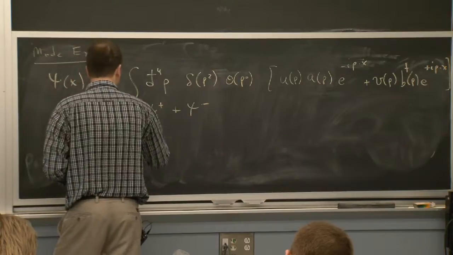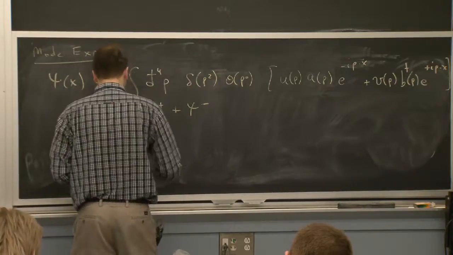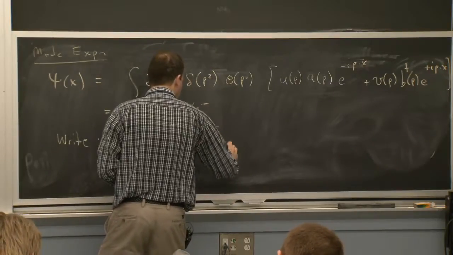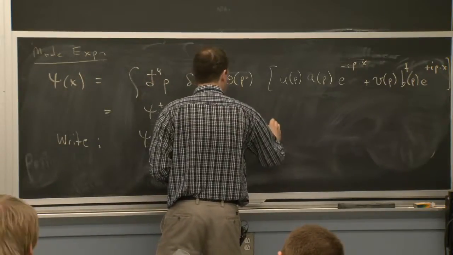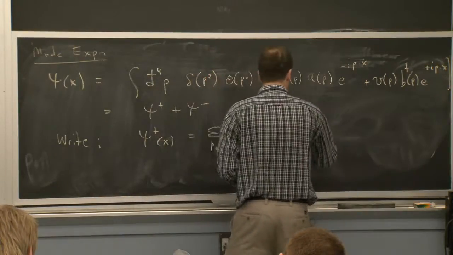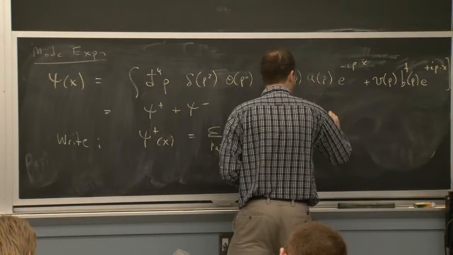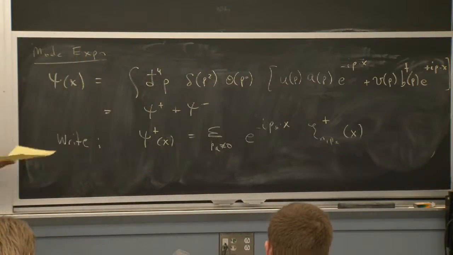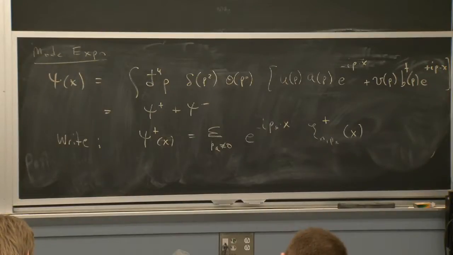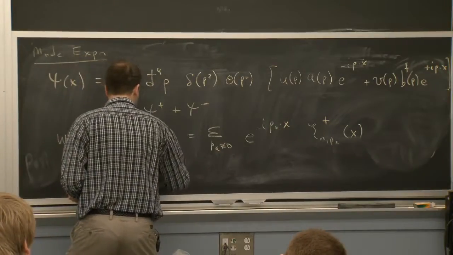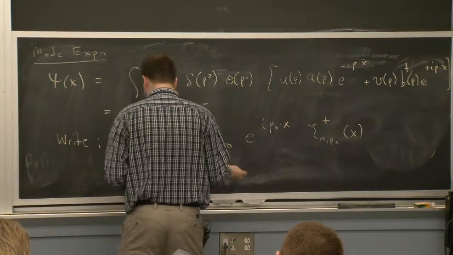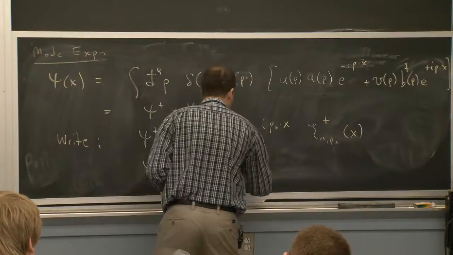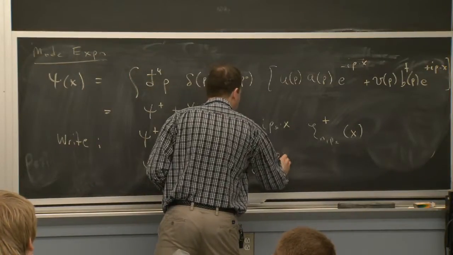So for psi plus of x, we have a sum over p L not equal to 0, e to the minus I p L dot x, of a C n p L plus of x. And if we were to repeat everything we did for this case, then what we would get for psi minus, and this is why I say that they want to look like separate fields, is we'd get a plus I p L dot x.